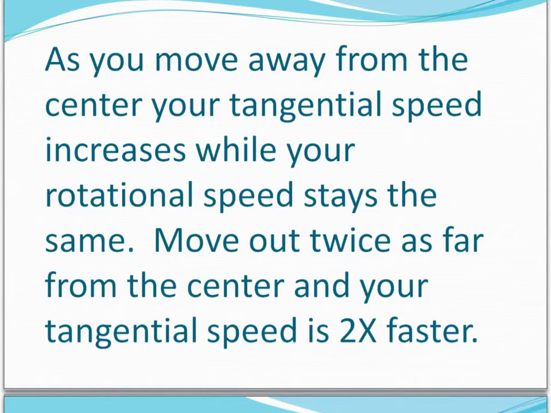As you move away from the center, your tangential speed increases while your rotational speed stays the same. Move out twice as far from the center, and your tangential speed is twice as fast. So again, if I draw another circle here in the middle, I have rotational speed. I have no tangential speed. But I move out twice as far, I'll have twice as much tangential speed. My rotational speed, still the same. It does not change. I move out twice as far again, I will increase twice as much. So tangential speed increases as you move out from the center of the circle. Rotational speed is the same anywhere on the circle.